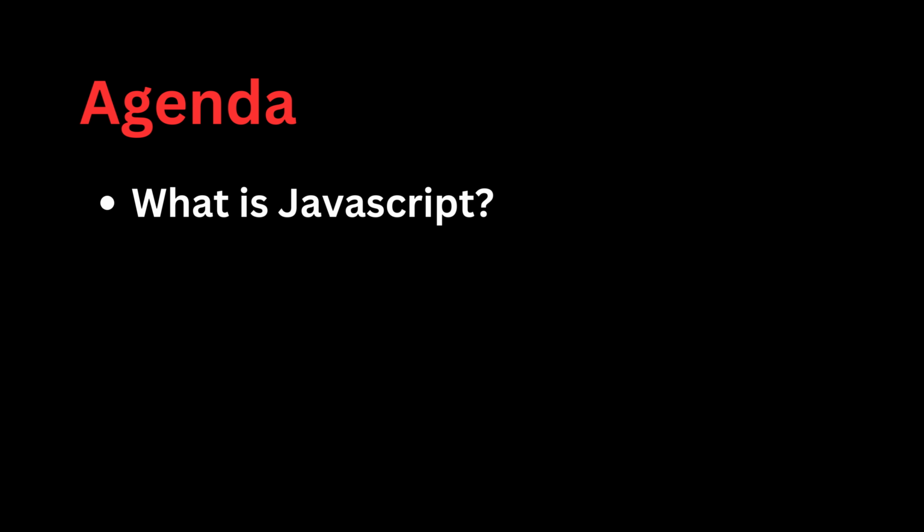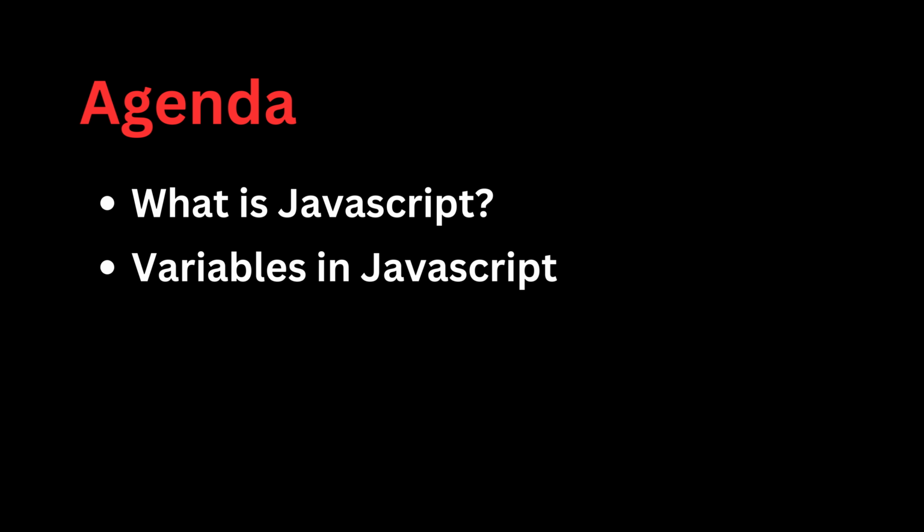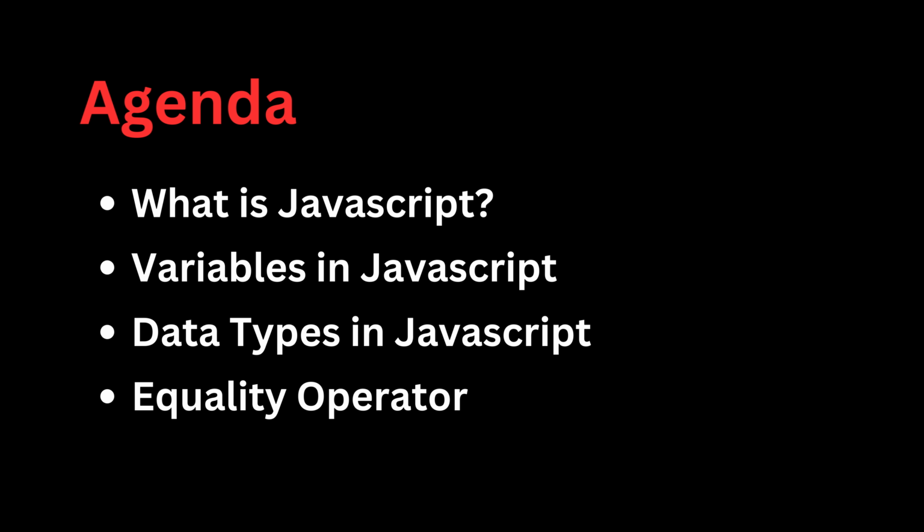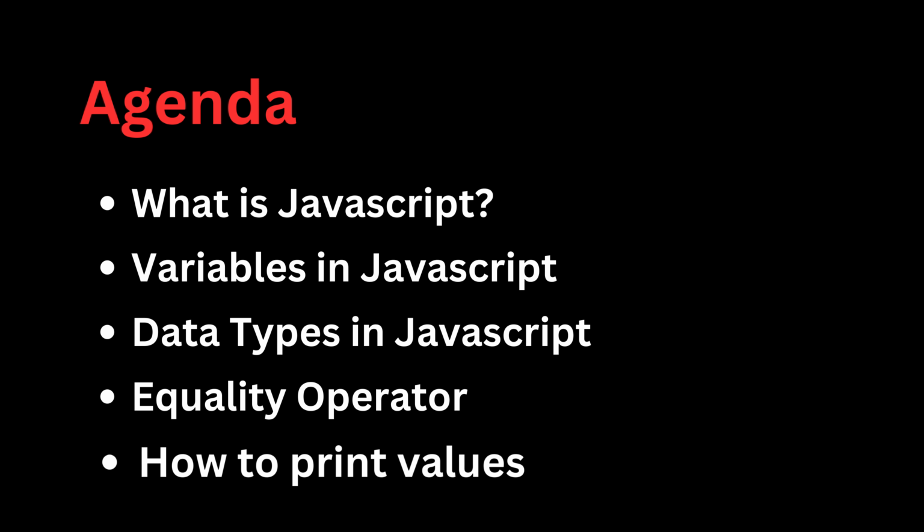So first, we are going to see what is JavaScript and why we need to learn JavaScript. The next one is what are variables and what are the different ways we can declare variables in JavaScript. The other important topic is what are all data types available in JavaScript. Next, after creating the variables, we want to compare the values, right? So we will go through how the equality operator works in JavaScript. The next one is how we can print these values in JavaScript.